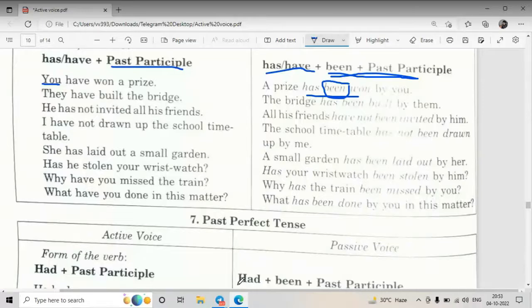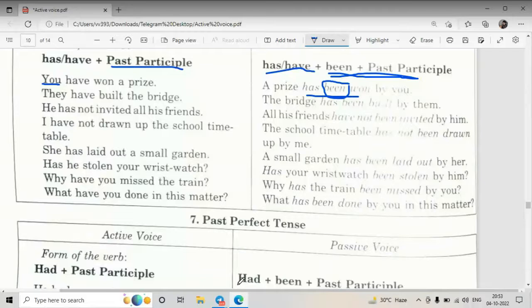Okay, now I'm also making a sentence. I have washed my clothes, and its passive voice formation will be: My clothes have been washed by me. Okay, my clothes have been washed by me. Now, anybody of you? Anyone else? Yeah, I will go.